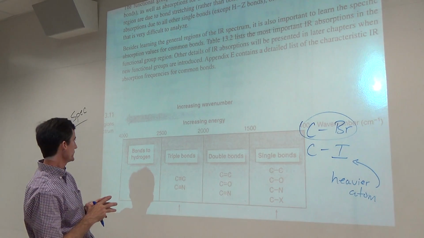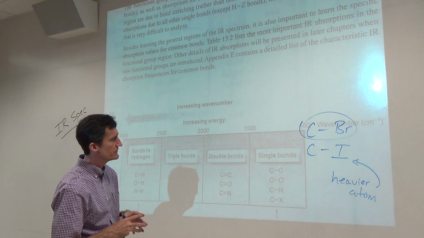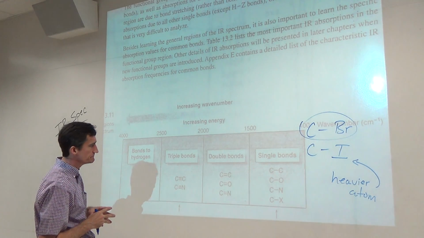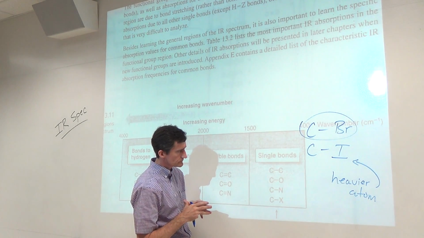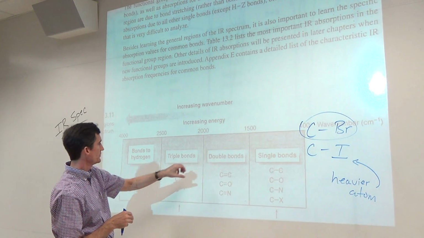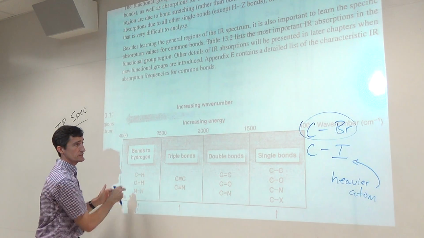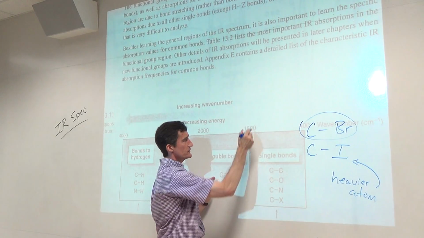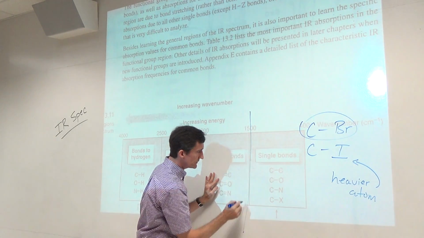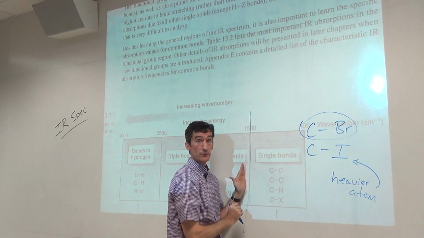So this is an introductory table. The next table we'll look at will have many more numbers. This is the first look. Okay, single bonds, double bonds, triple bonds, bonds to hydrogen. Already mentioned that. Look here. Single bonds are typically, okay, about 1500 to the right. Fingerprint region.